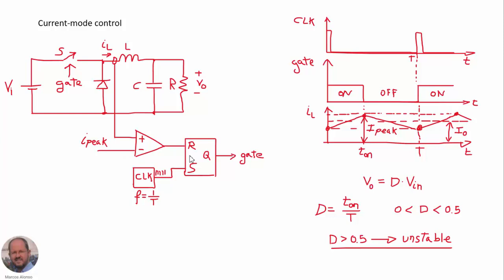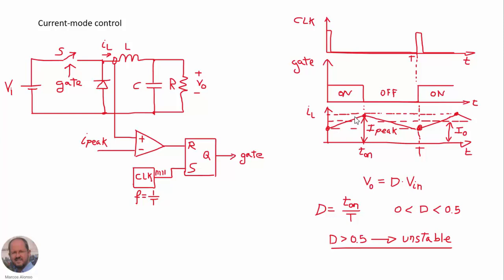of the buck converter. We have a clock here, which is generating pulses at the switching frequency. We have an RS flip-flop here, and then we have a comparator. So each time we have a pulse here at the output of the clock, we are going to set the RS flip-flop. So at this point here, we have a pulse from the clock, and then the gate is going to be at high level. So we activate the switch, and the current through the inductor is going to increase.